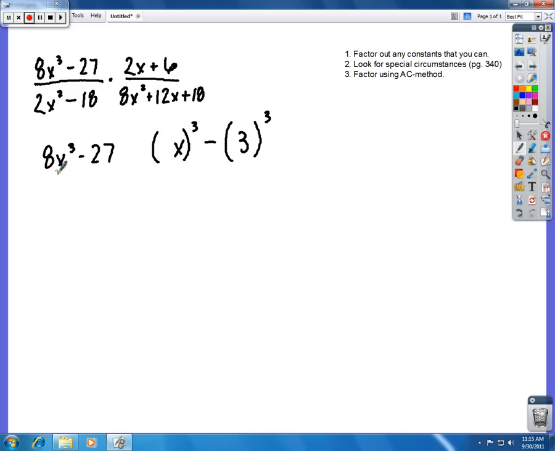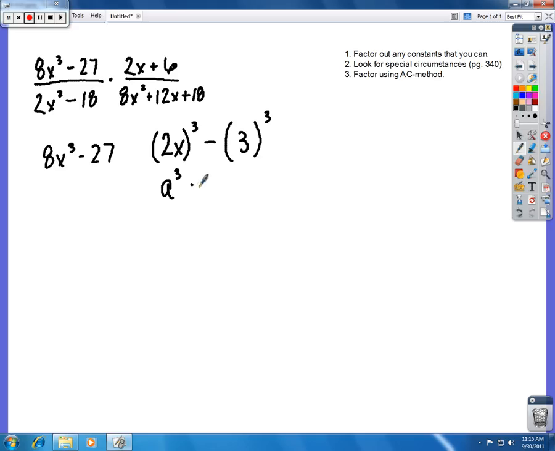Now, we're going to look at this constant. What cubed gives us 8? Well, that happens to be 2. 2 times 2 is 4, times another 2 is 8. Okay, so now I have my expression written as something cubed minus something else cubed. And I'm going to use this formula.